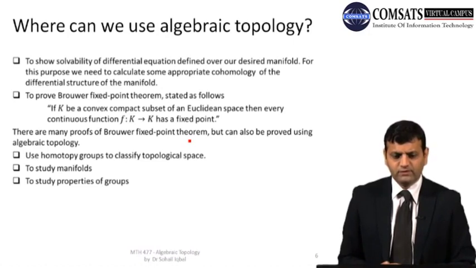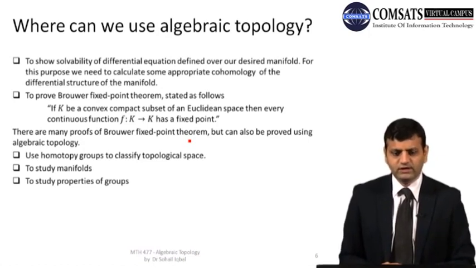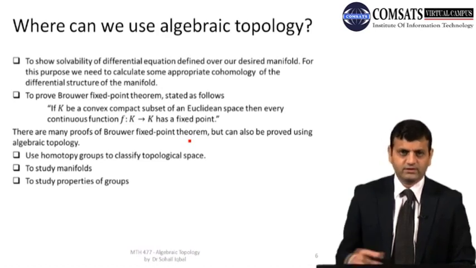To prove the Brouwer fixed point theorem, which states that if K is a convex compact subset of a Euclidean space, then every continuous function from K to K has a fixed point, we can also use algebraic topology. There are many other proofs of this theorem as well. We can also use homotopy groups to classify topological spaces, we can study manifolds in general, and we can also study properties of groups using algebraic topology.